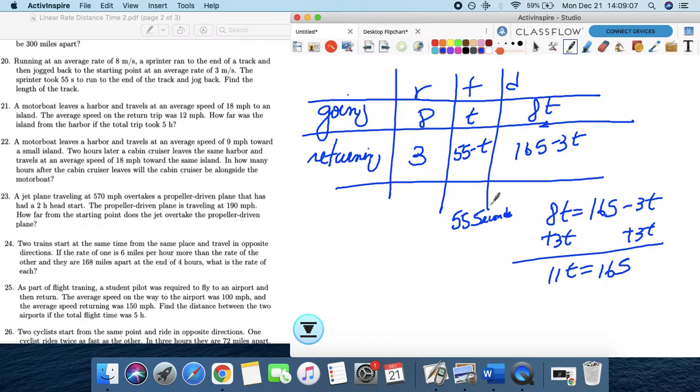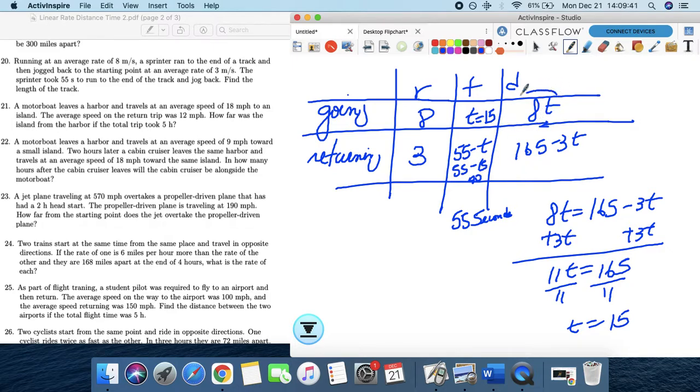And we're going to divide both sides by 11. And t equals 165 divided by 11 equals 15 seconds. So t going is 15 seconds, which means the coming back portion, 55 minus 15, gives you 40 seconds. So his return was 40 seconds, but we're not interested in that, are we? What are we interested in here? Find the length of the track.